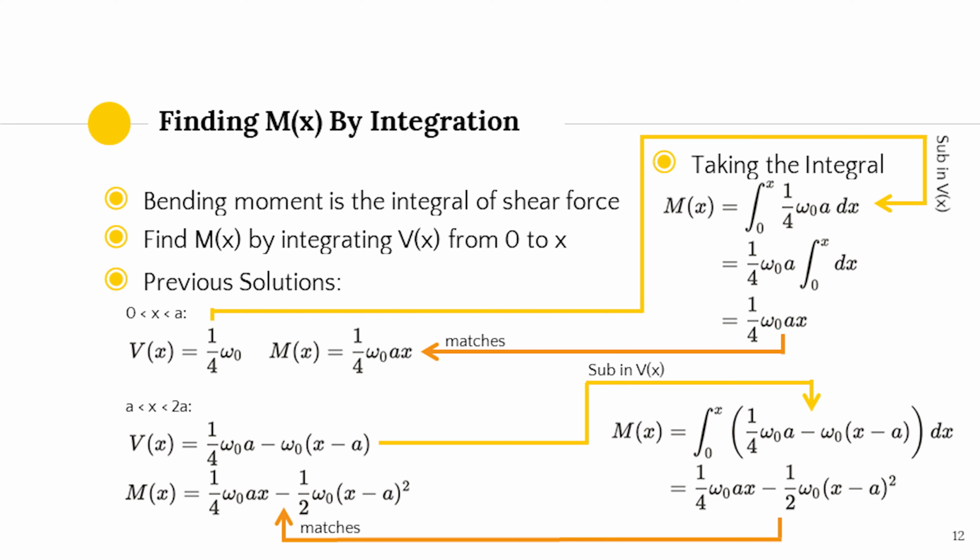By applying the same process as before, we can obtain Vx and Mx for this section. Another interesting thing to note is that the function for bending moment can also be found by integrating the shear force function. Hence, we can take the integral of Vx from 0 to x for each section and obtain the equations for bending moment.